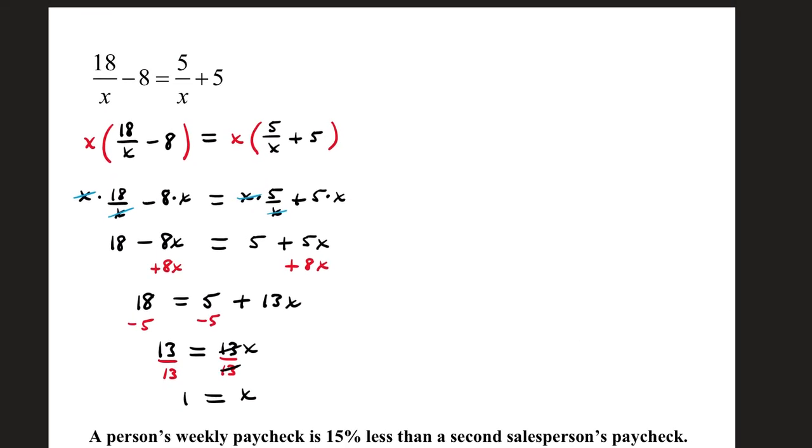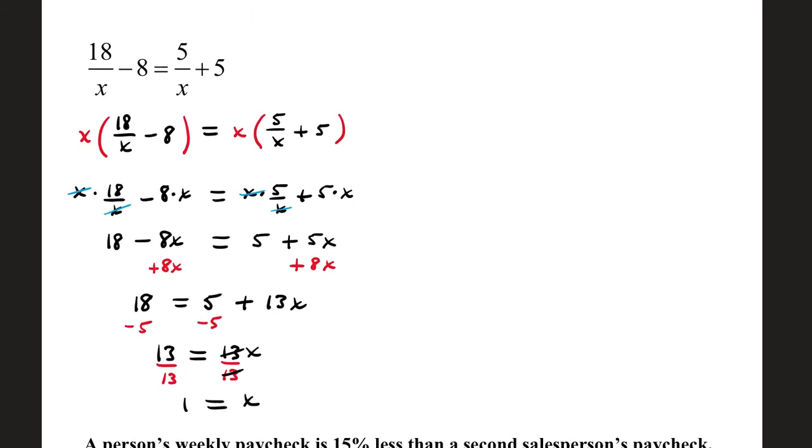Solving another equation with rational expressions, those are fractions in math language. 18 over x minus 8 equals 5 over x plus 5. The only denominators we have are x, so it makes it a little bit easier to pick out what you're going to multiply both sides by. We're going to use an x.